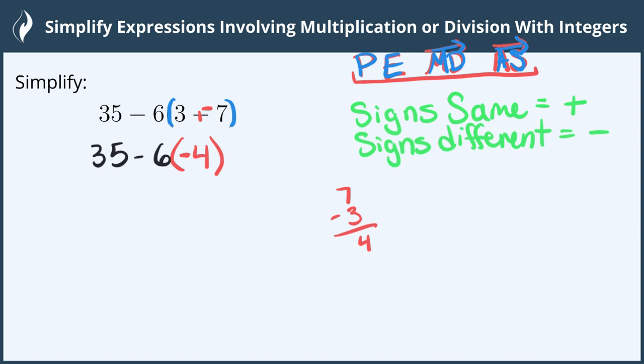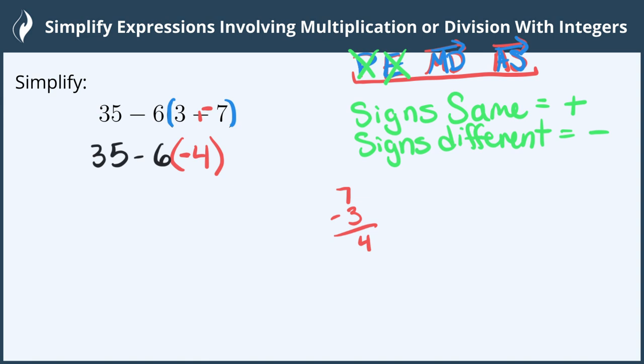Now I can see that I've completed all of the parentheses, and I don't have any exponents, so I'll move on to multiplying and dividing. So I need to multiply 6 times negative 4. When the signs are the same, it's positive, and when they are different, it is negative. I have two ways I can do this.